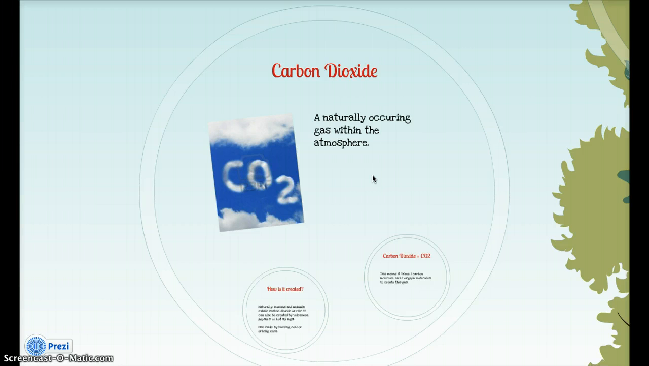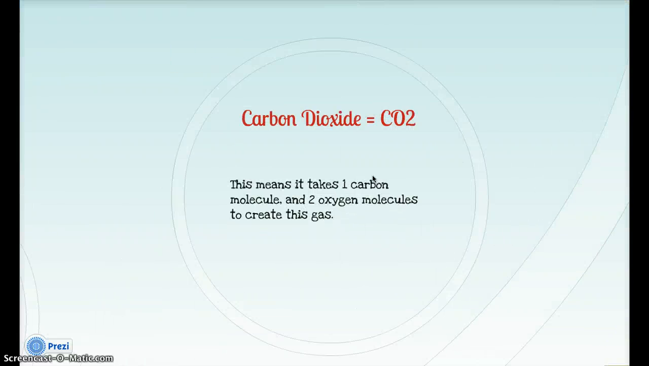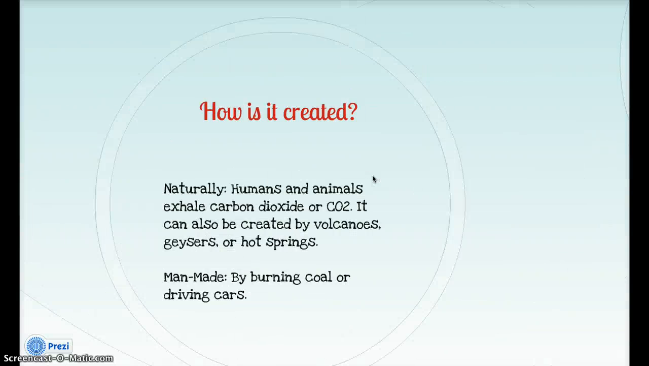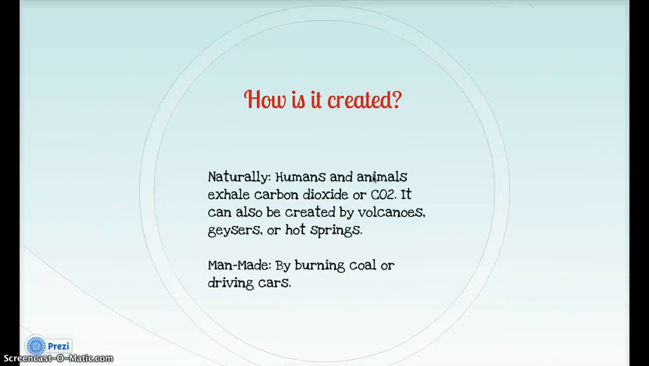Carbon dioxide. This is a naturally occurring gas within the atmosphere. Carbon dioxide is CO2. This means it takes one carbon atom and two oxygen atoms to create this gas. How is it created? Well, naturally, humans and animals exhale carbon dioxide, or CO2. It can also be created by volcanoes, geysers, and hot springs.